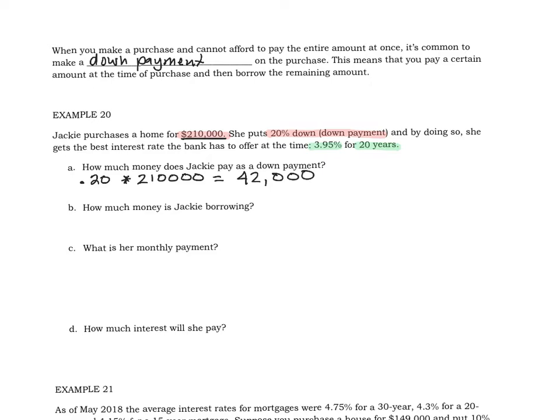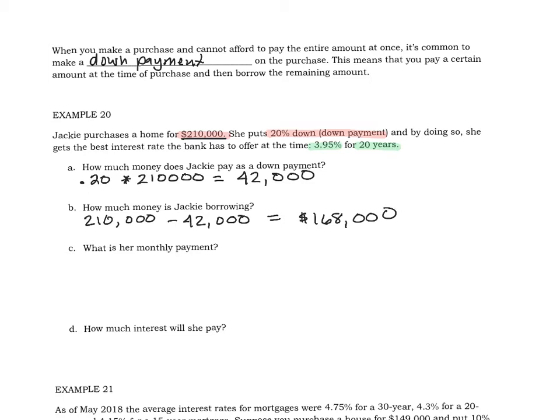So then the question is, how much money is Jackie borrowing? The house and everything costs $210,000. She's going to put $42,000 down, and then she is going to finance the rest. So $210,000 minus $42,000 means that Jackie will be borrowing $168,000.